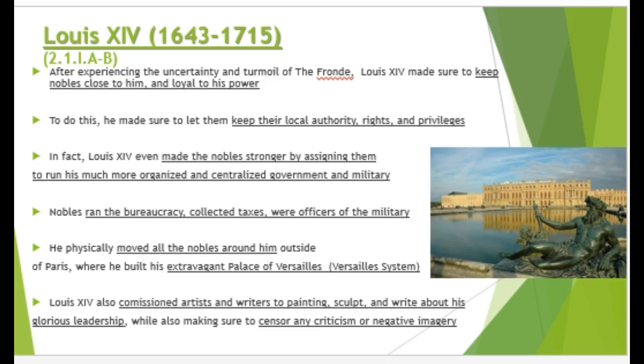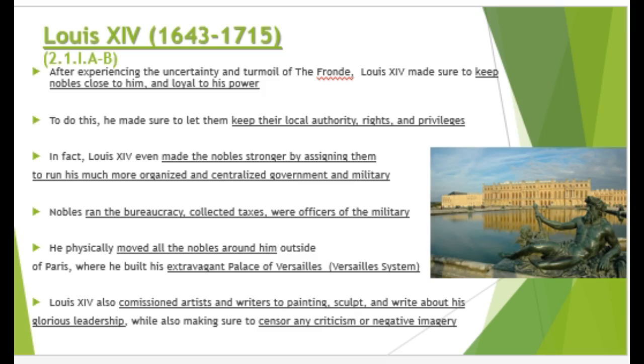He physically, and we'll get into this more in depth when I show you some pictures here, he physically moved all the nobles around him outside of Paris, where he built his extravagant palace of Versailles, which is known as the Versailles system. And again, like I said, we'll get into this in a couple minutes here.